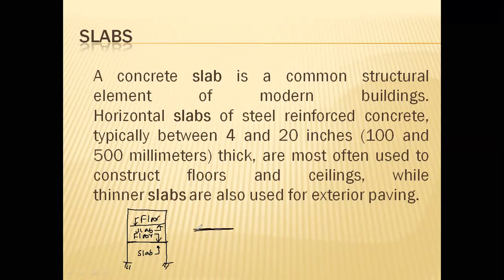So floor and slab are basically the same element, but the only difference is that if it is over our head, that is called slab, and if it is under our feet, that is called floor. So a concrete slab is a common structural element of modern buildings. Horizontal slabs typically between 4 and 20 inches, 100 to 500 mm thick, are most often used to construct floors and ceilings, while thinner slabs are used for external paving.